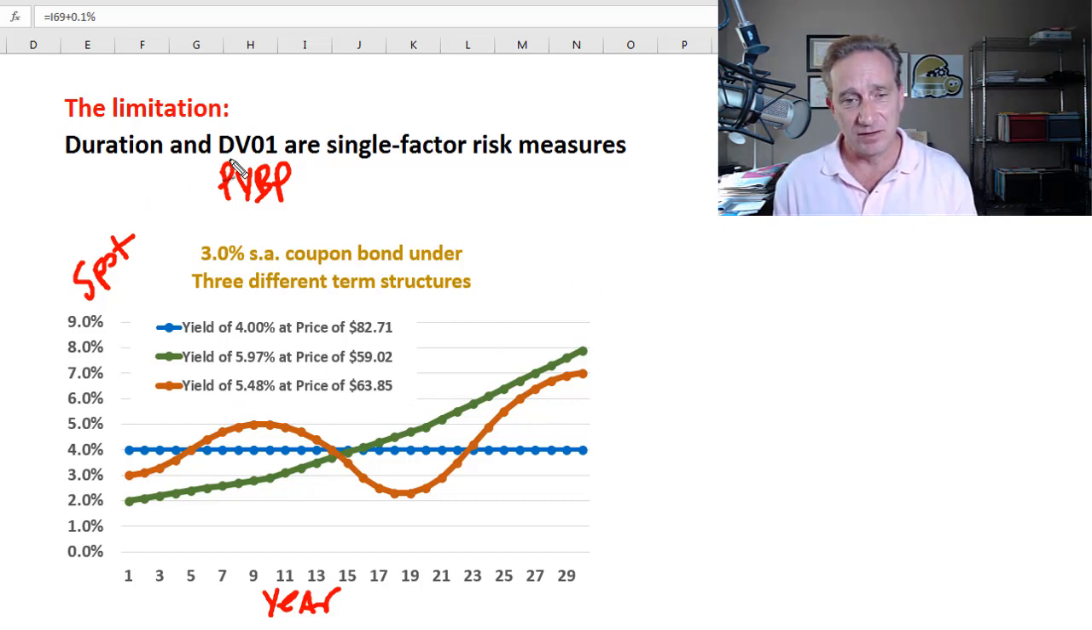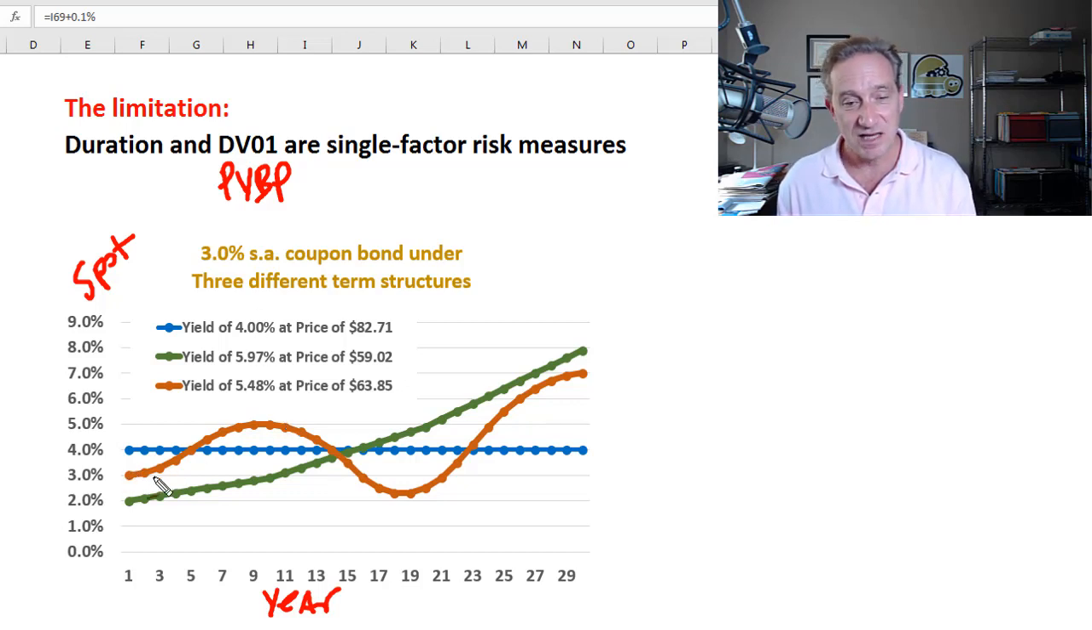When we use duration or price value of a basis point, these are necessarily single factor risk measures. What we are doing is shifting the yield assumption, and regardless of the term structure, what that means is it's implicitly a parallel shift in the term structure. That's the key phrase. The limitation is the assumption of a parallel shift in the term structure. Very easy to miss this fact.